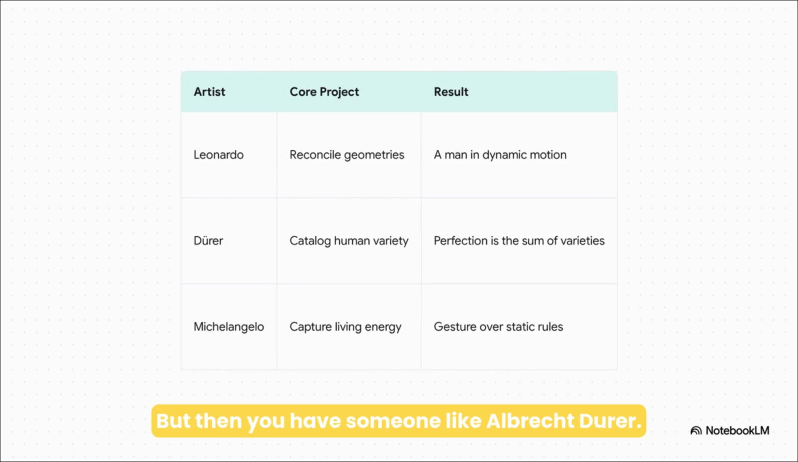But then you have someone like Albrecht Dürer. He took a completely different path. He just started cataloging the insane variety of human body types. And his conclusion was, hey, maybe perfection isn't one single ideal. Maybe it's the sum of all the possible varieties. And then there's Michelangelo, who basically threw the geometric rulebook out the window. For him, the most important thing wasn't static proportions, but capturing the living energy, the tension, the gesture of the body.